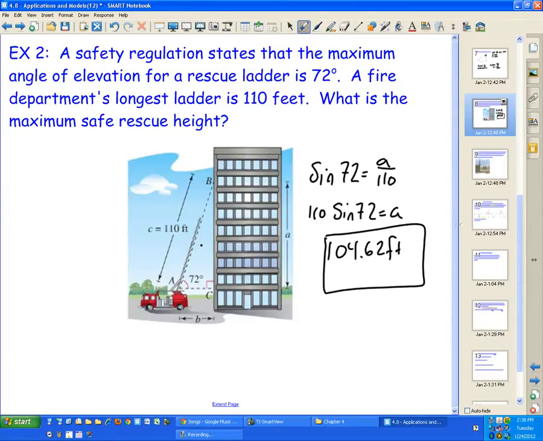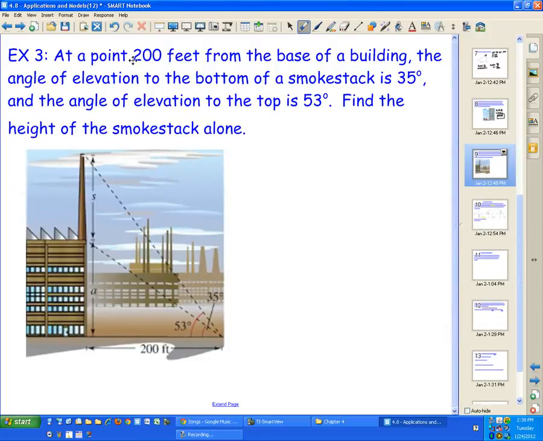Alright, so then the next one we have: at a point 200 feet from the base of a building, the angle of elevation to the bottom of the smokestack is 35 degrees, and the angle of elevation to the top is 53 degrees. Find the height of the smokestack. So I'm going to start with this 35-degree angle triangle and find A. Then I'm going to use the 53-degree angle and find S and A combined. And then I'll subtract A from S plus A, and that will obviously give me S. You'll notice that I'm looking for the opposite when I have the adjacent, so I've got to use the tangent.